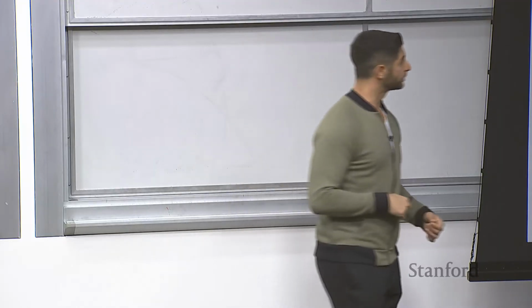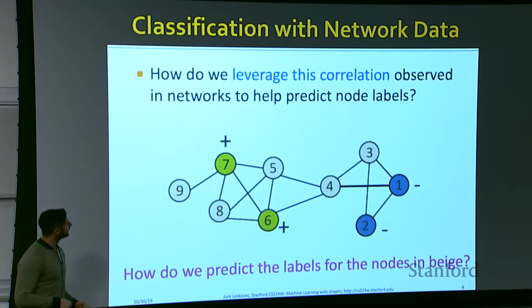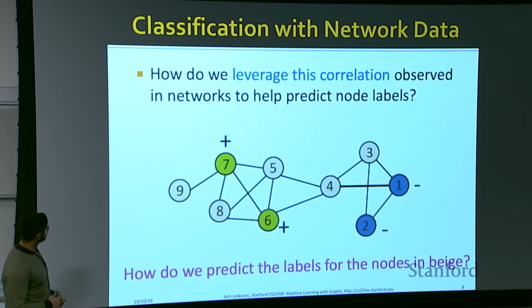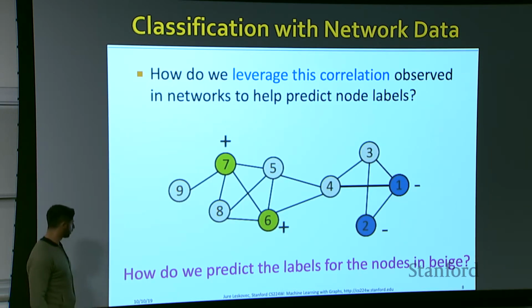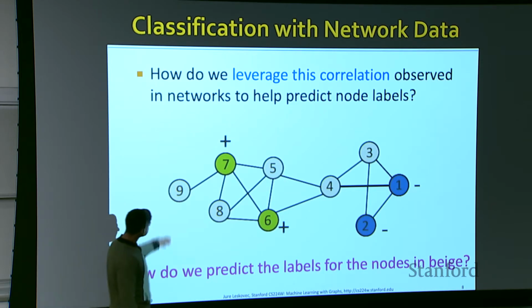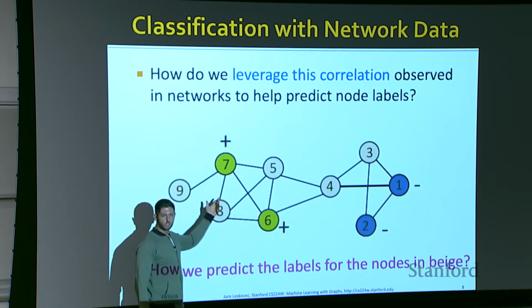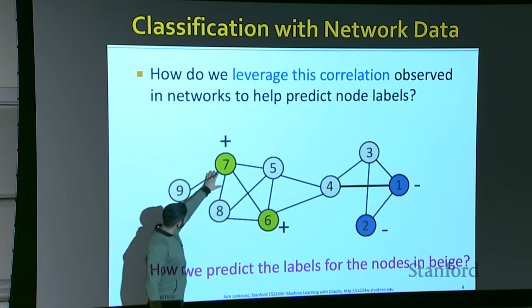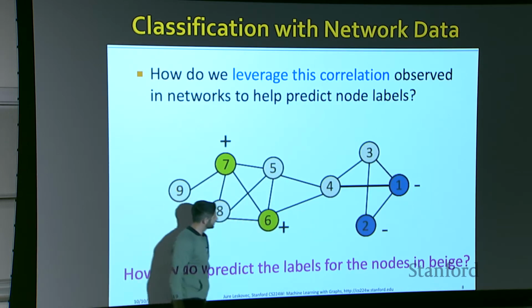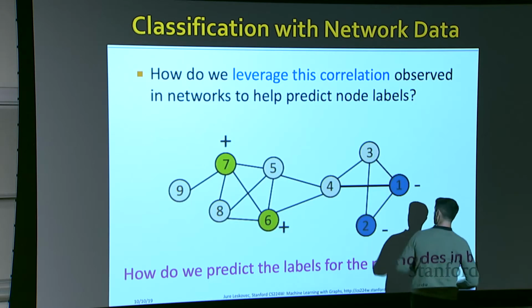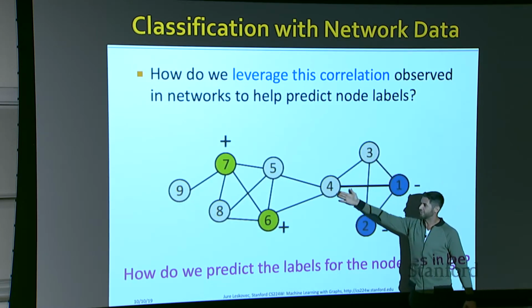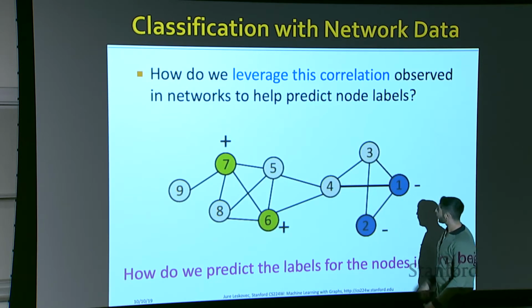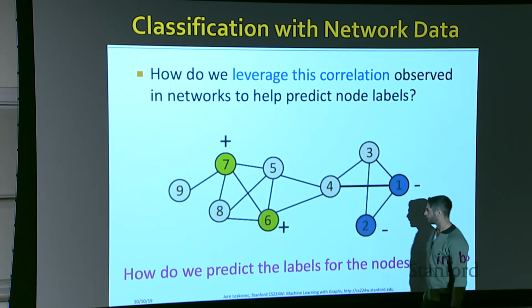Okay, let's move forward. So let's go back to the example that we had before. How do we now leverage this correlation that we observe in networks to help predict our node labels? The scenario here is what we usually call a signed network. So the green edges, we label them with a plus. The blue edges, we label them with a minus. And then these beige, sorry, not edges, nodes clearly, the beige nodes are unknown. They have an unknown label, okay? So how do we predict the remaining labels in this graph?